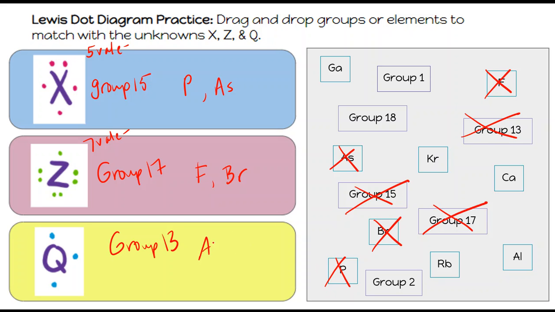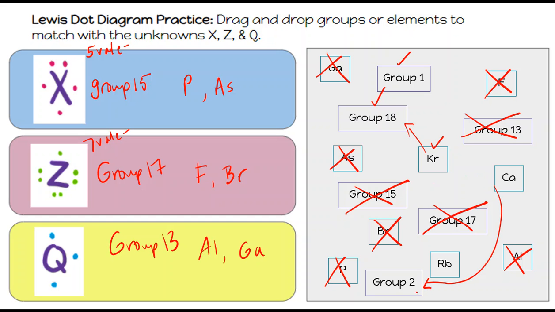Yes, aluminum. Good. And gallium. Very good. So aluminum and gallium, those ones go. Now, group 1, there isn't one up here for group 1 because group 1 would just have 1 dot. Group 18, they would have 8 dots, mainly because neon would have 8 valence electrons. So krypton would be in group 18.